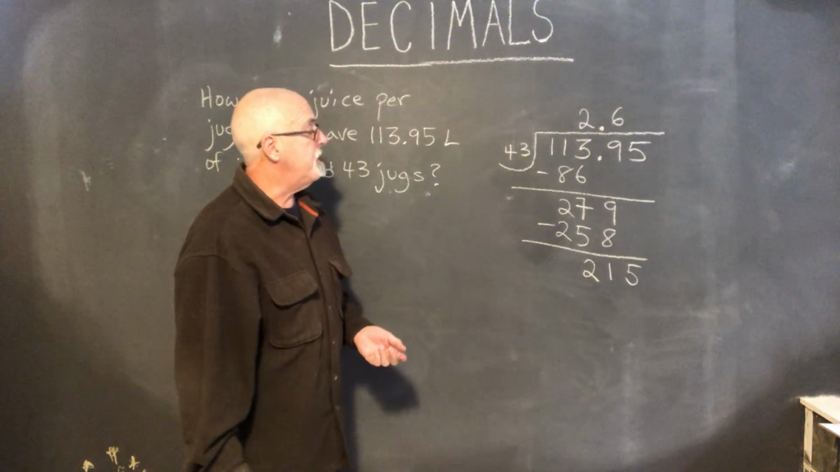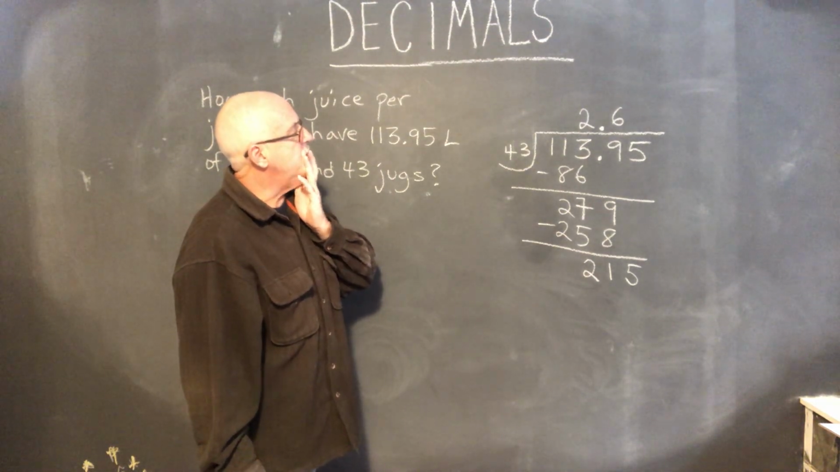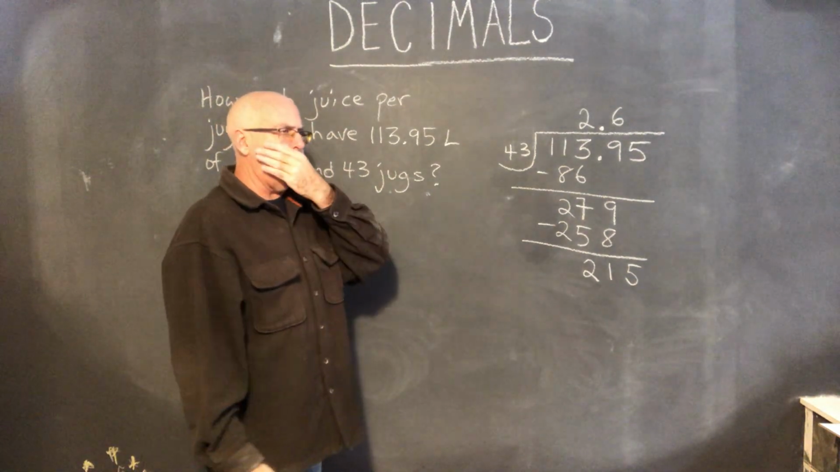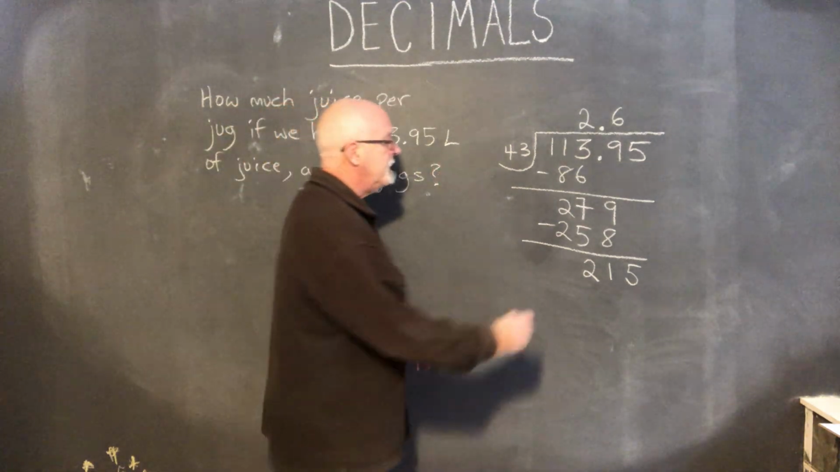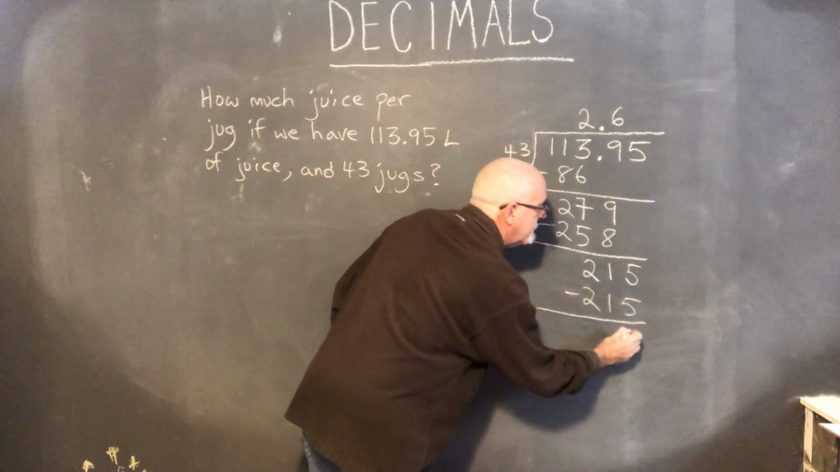43 will fit into 215. How many times? Will it fit 5 times? Ooh, 5 times 43 is going to be exactly 215, isn't it? 5 times 40 is 200. 5 times 3 is 15, yes. So 215, subtract. Got a 0.